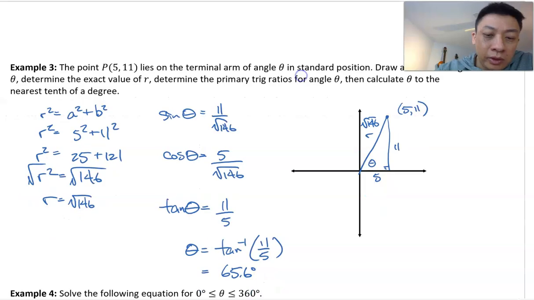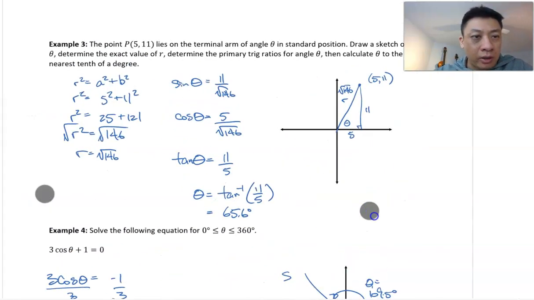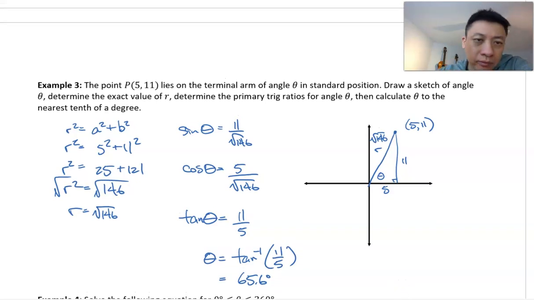That's example 2. We'll do 1 or 2 more examples. Let's talk about example 3. For the point P(5, 11), it lies on the terminal arm of angle theta in standard position. So, all right, draw a sketch of angle theta, determine the exact value of r, determine the primary trig ratios for theta, then calculate theta to the nearest tenth of a degree.